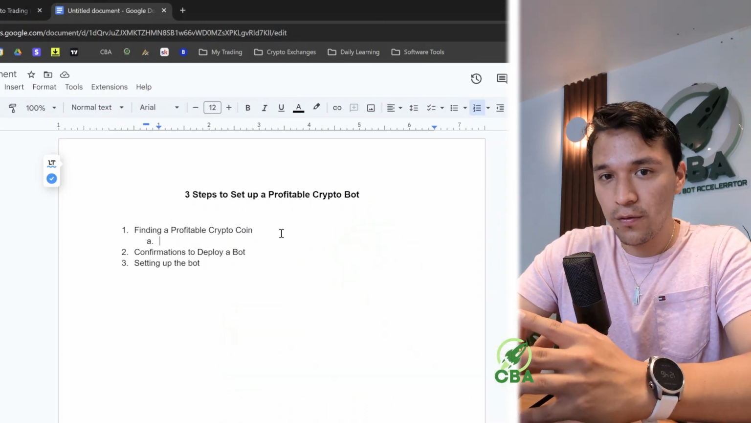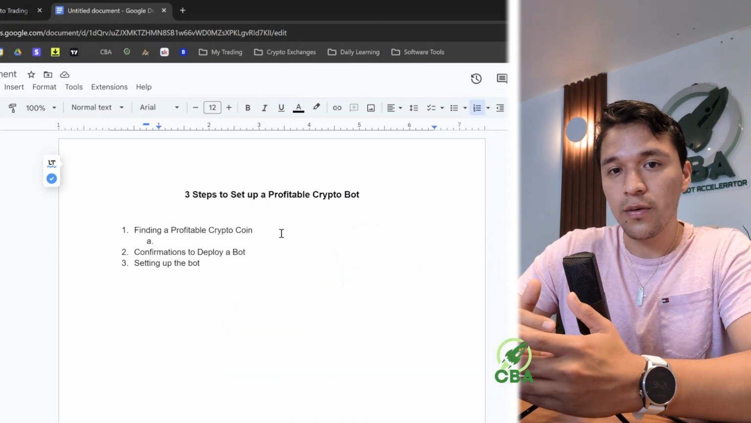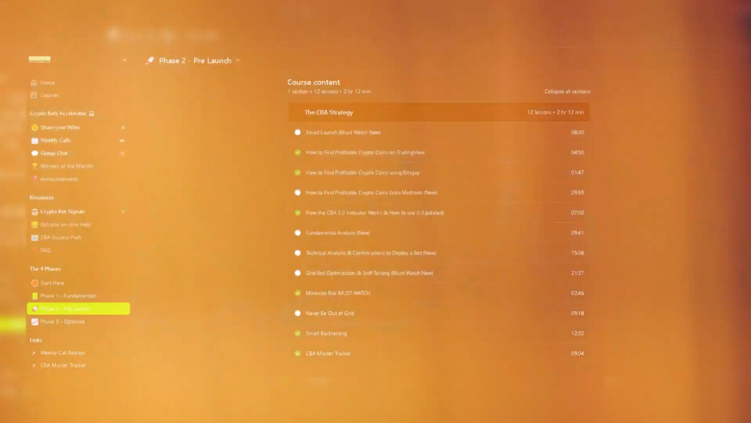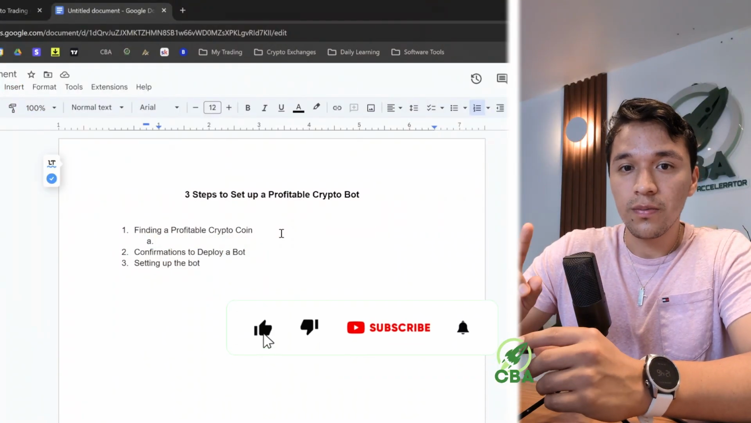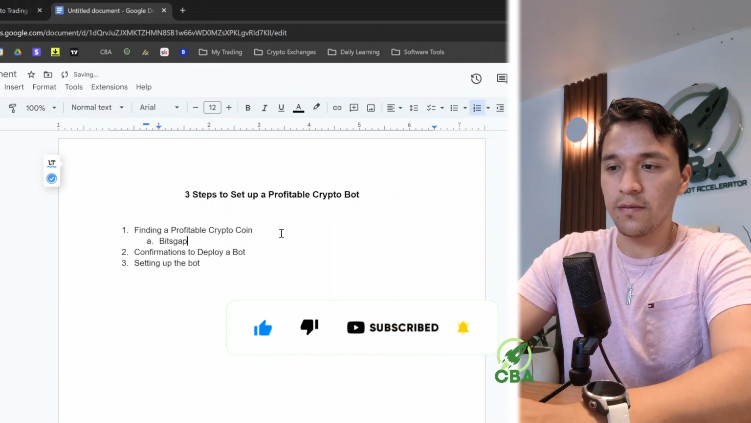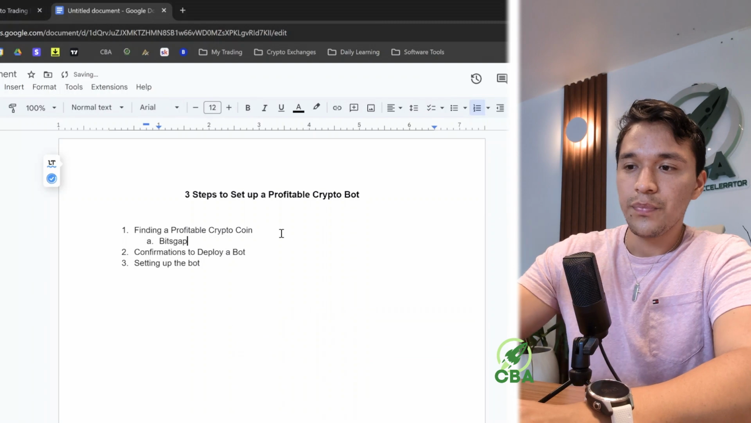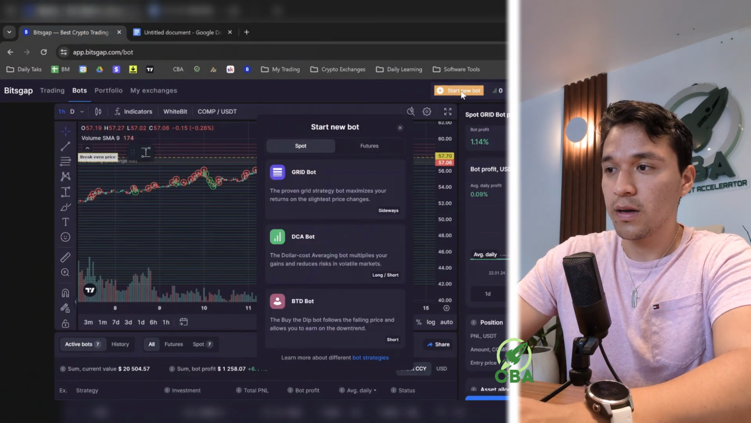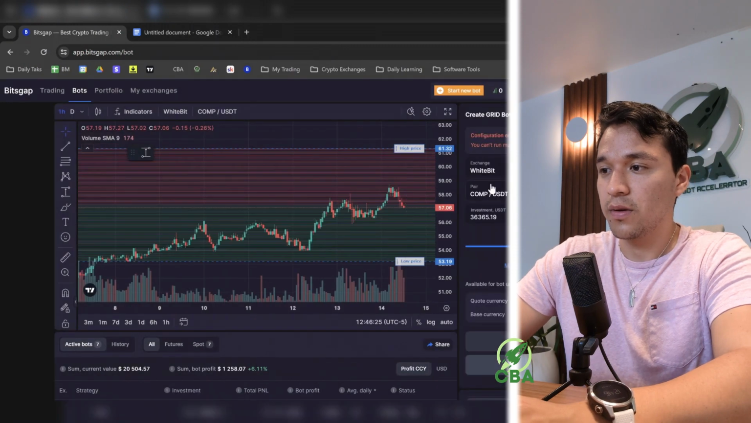Now, there is a couple of ways to do it. Inside CBA, we cover about 7 methods to finding a profitable crypto coin. But right now, I'm going to show you the one that I use the most, and that is going to be Bitsgap itself. Okay, so the first thing we're going to do is inside Bitsgap, we're going to click on Start New Bot, and then grid bot.